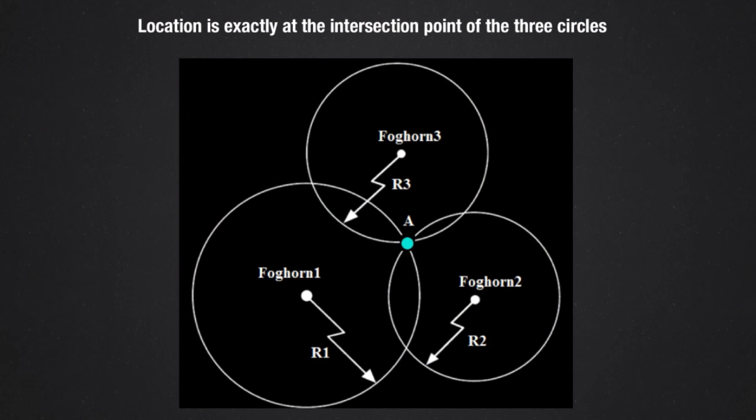Utilization of a third source of noise, in our case of sound, can resolve this ambiguity, and we can determine our exact position, which is the intersection of the three circles.